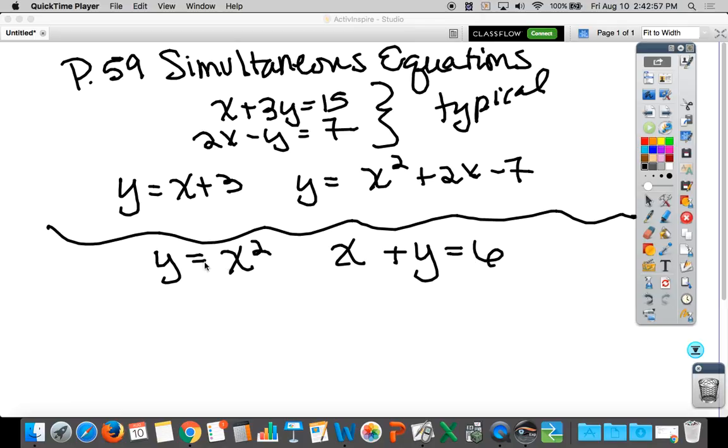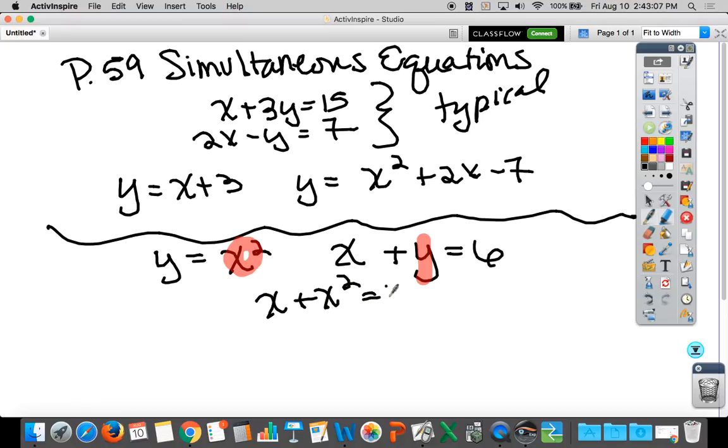Okay, so y is equal to x squared. I know this. So in this equation, what can I put right there? X squared. And guess what I have? A polysolve. All I did was put in the x squared here. I just rearranged it, moved the 6 over.